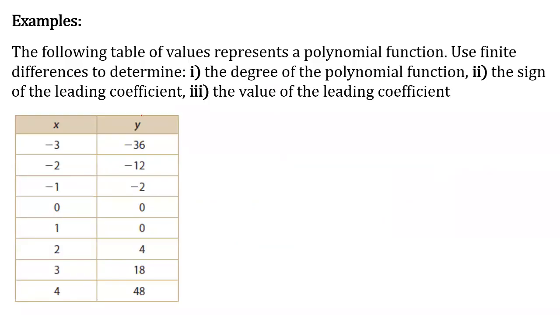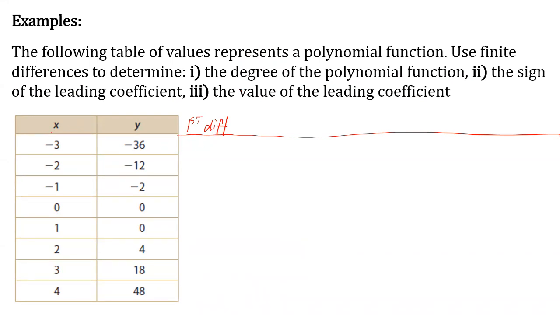Okay, let's see a concrete example here. Use finite differences to determine first the degree of the polynomial function, second the sign of the leading coefficient, and the value of the leading coefficient. I'll show you how to do this. So first of all, let's calculate the first difference. According to the property, if the function has a degree of n, then the nth difference would be constant, right? So let's calculate the first difference.